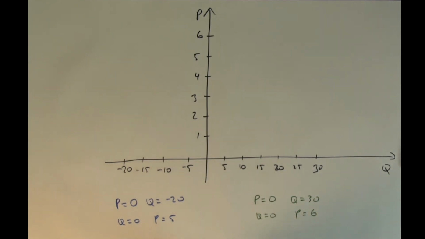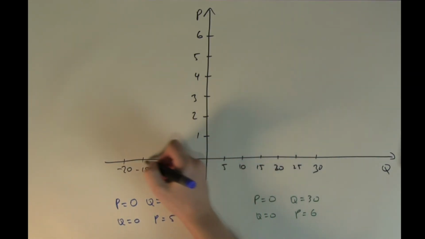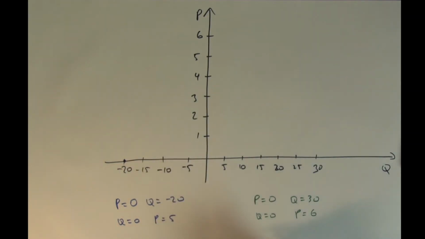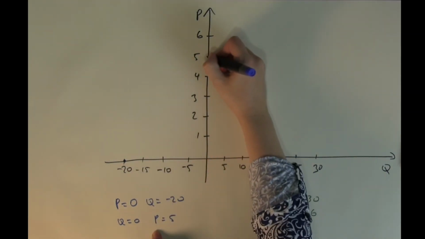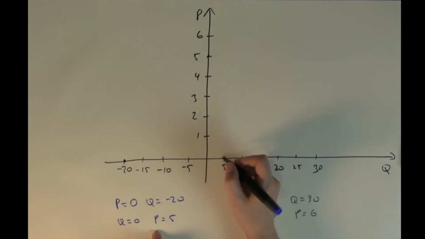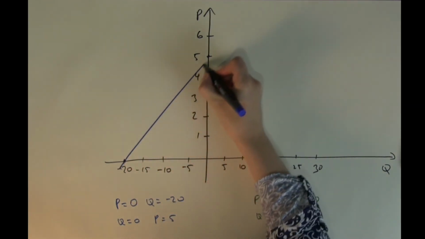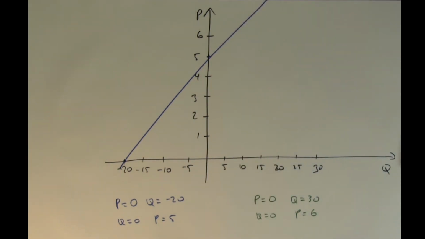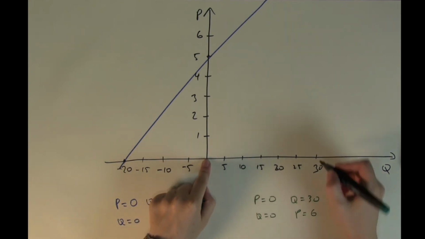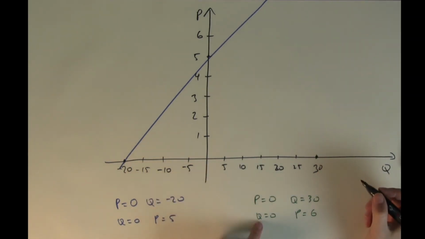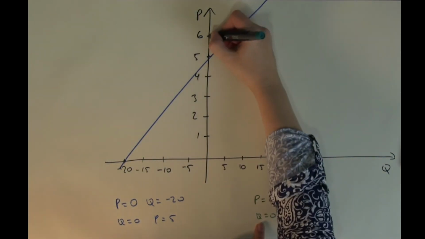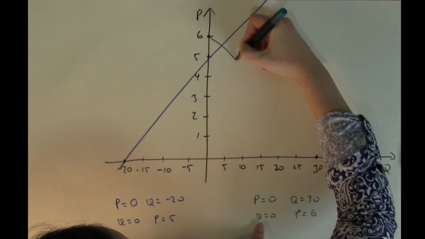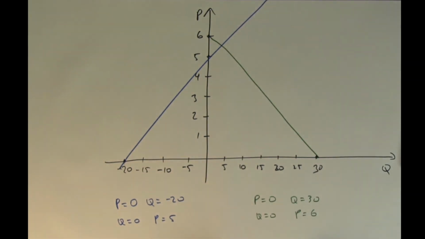Right, let's start with the blue. If p is 0, q is minus 20, so I am here. If q is 0, p is 5, so I am here. So what I need to do now is draw the line, and that is my first line. Let's look at the other one. If p is 0, q is 30. And if q is 0, p is 6. And again, what I need to do is just draw a line connecting the two of them.